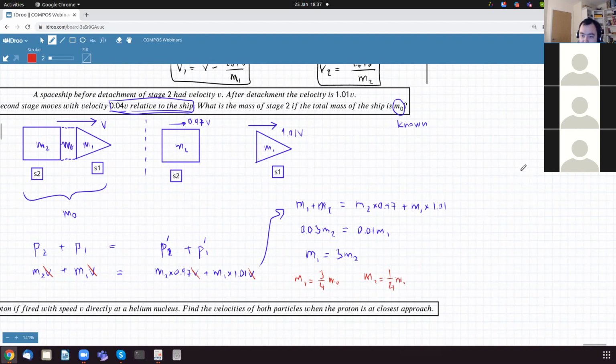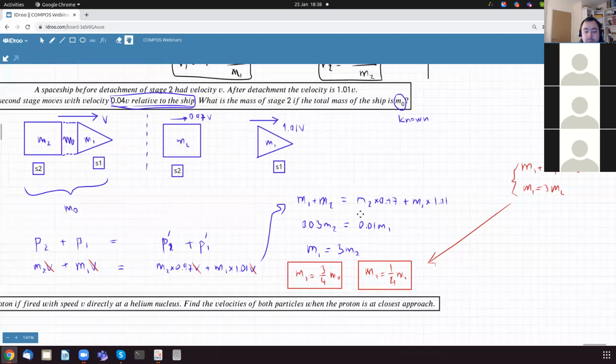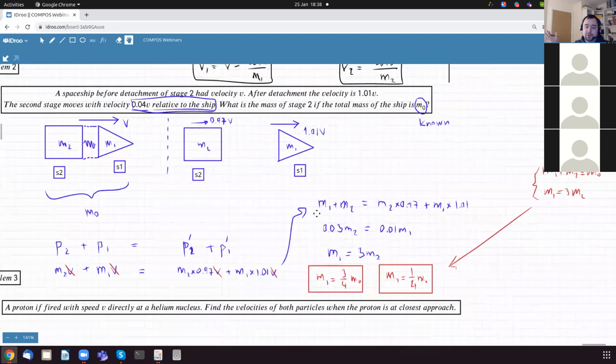But you can use a more mathematical approach if you wish. You need to do M1 plus M2 is M0 and M1 is 3m2. And so by solving this system of equations, you arrive at the same point. And that's the answer. The answer must be given in terms of something that you know, or something that is given in the question. And whatever m0 is, we can solve it. You just need to substitute.